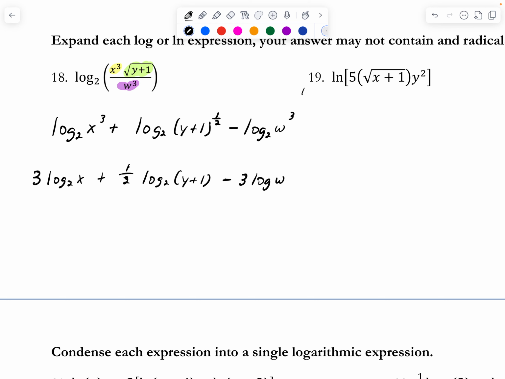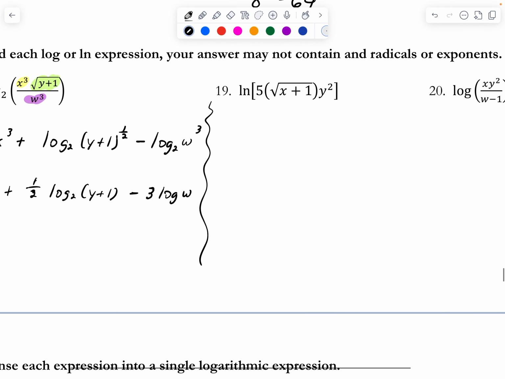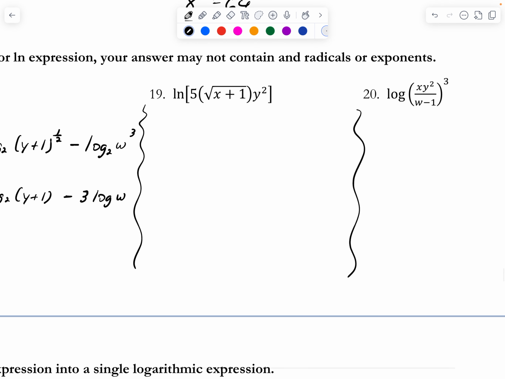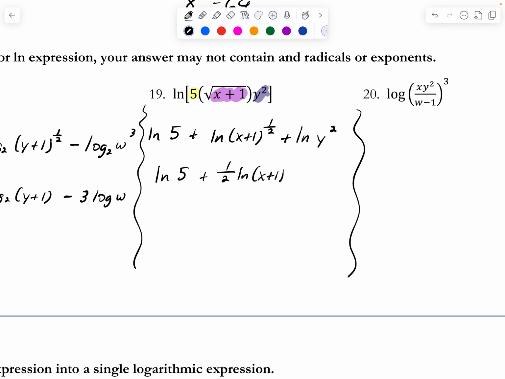All right, that's 18. Let's do the same thing for 19. Again, I've got 3 things here: 5, the square root of x plus 1, and y squared. So natural log of 5 plus natural log of x plus 1 to the 1/2 power plus the natural log of y squared. I'm going to move all of my powers to the front to finish expanding this.